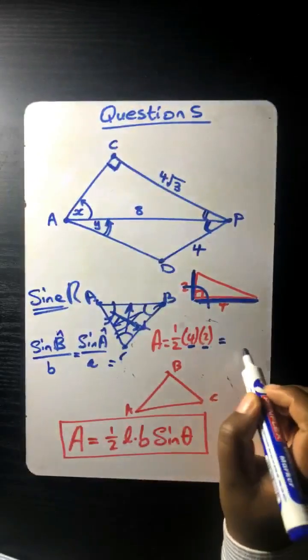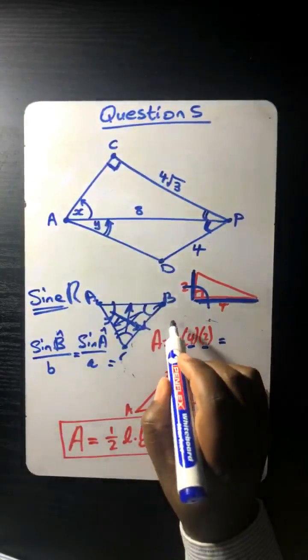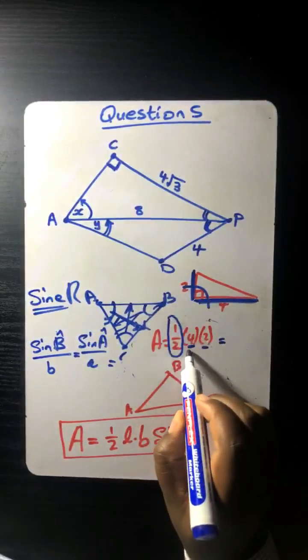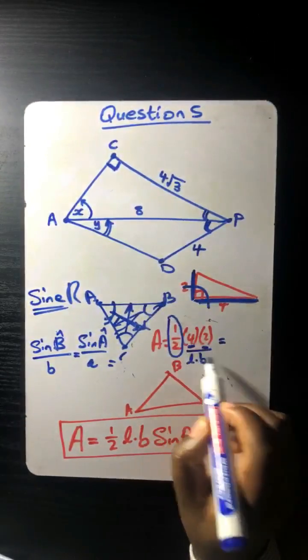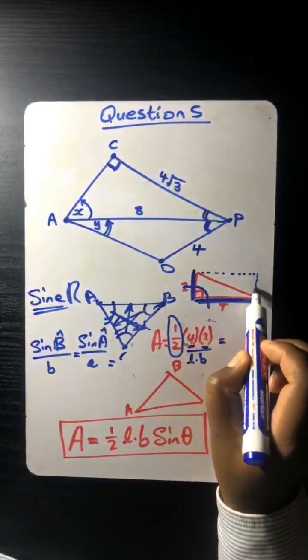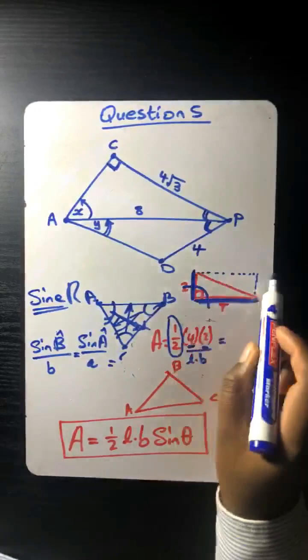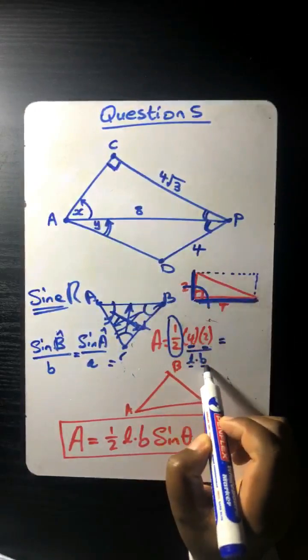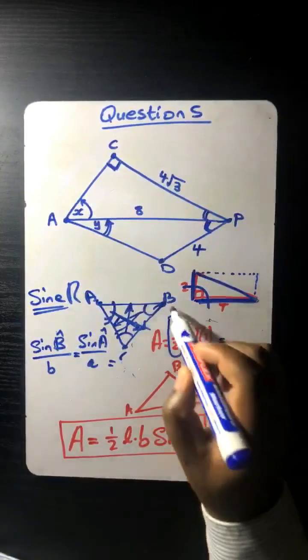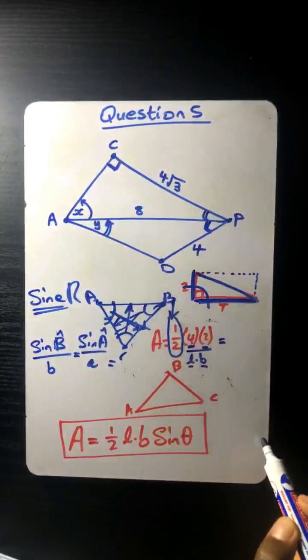Meaning, if you want to understand where that half comes from, it is because just this part, length times breadth, is actually the area of a rectangle. So this rectangle of length times breadth has been cut into 2 equal halves. That's where that half is coming from.